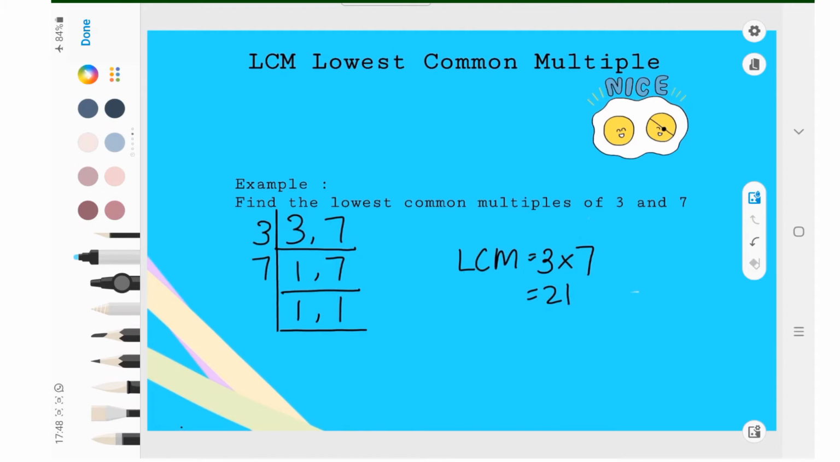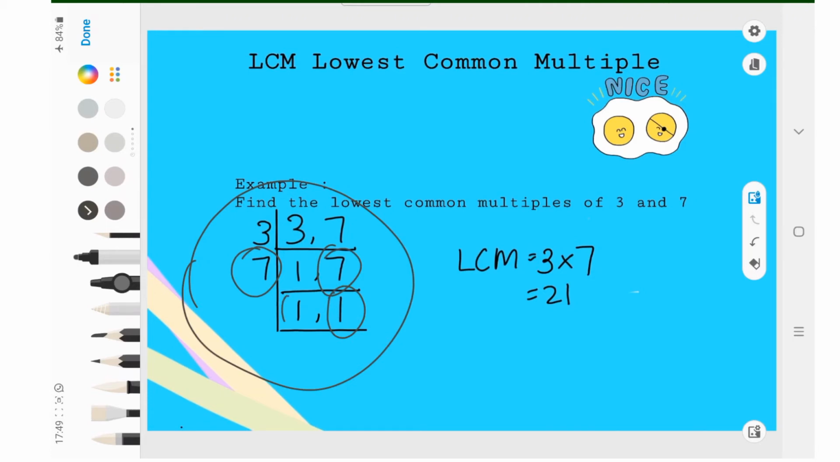LCM, lowest common multiple. Example question: find the lowest common multiple of 3 and 7. We can do this by using this method. 3 and 7. 3 divided by 3 equals 1, 7 we just bring it down, then 7 divided by 7 equals 1. So we make these two numbers become 1. The LCM is equal to 3 times 7 equals 21.